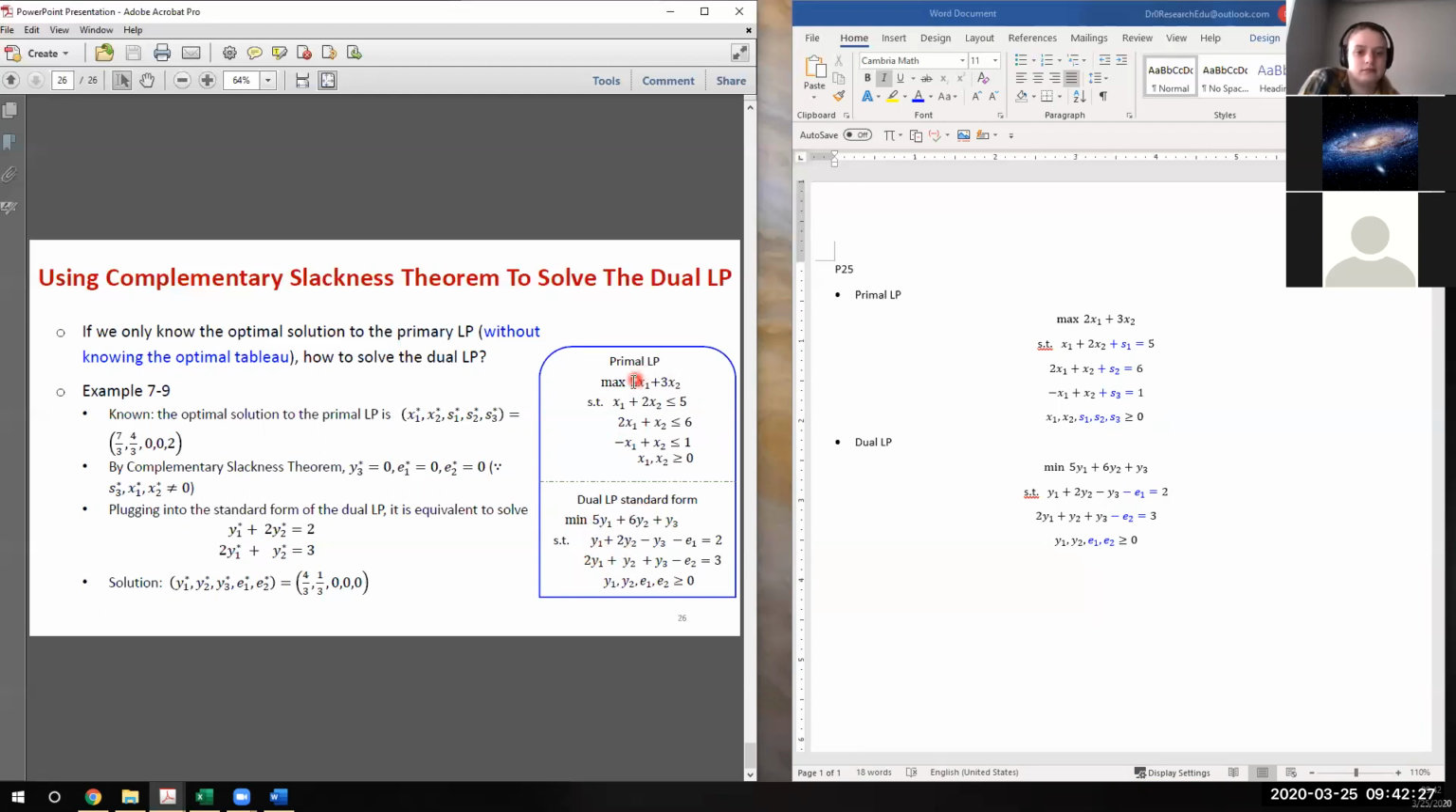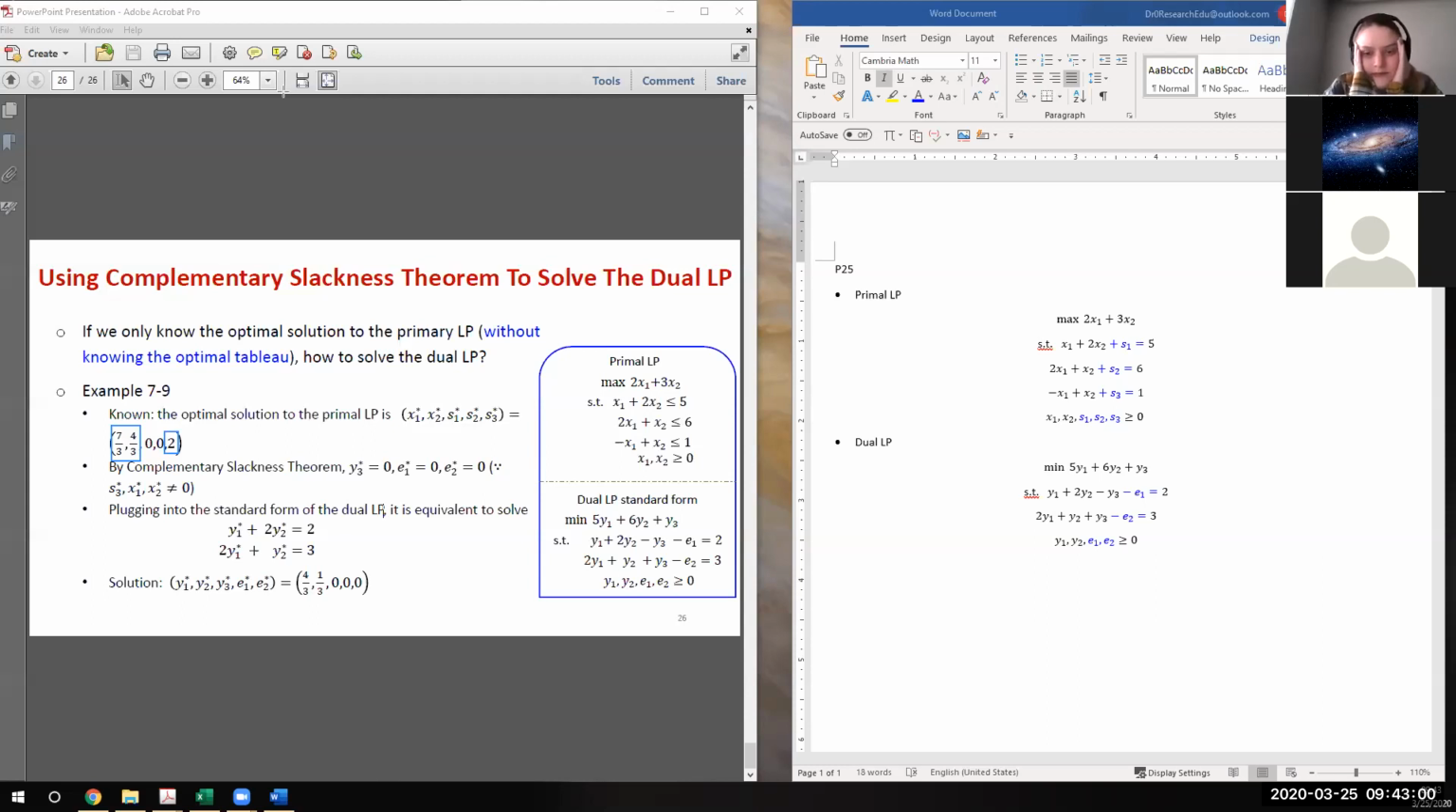Now I'm asking for the optimal solution of the y's. How to do it? By the complementary slackness theorem, I must have y3 equal to 0, e1 equal to 0, and e2 equal to 0. Why? Because look, my x1, x2 are non-zero, and S3 is also non-zero.